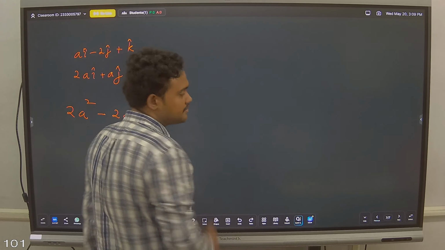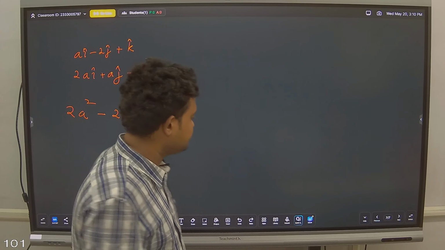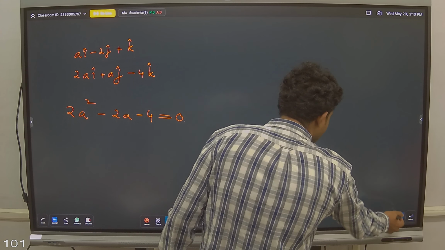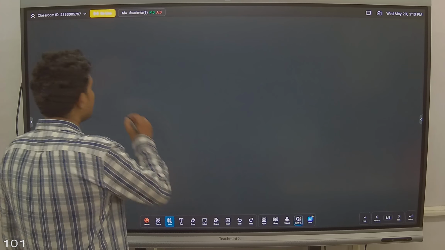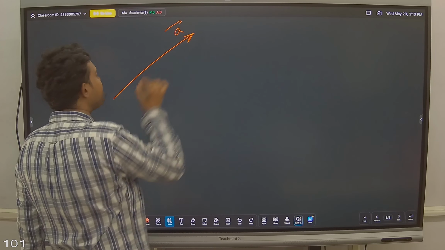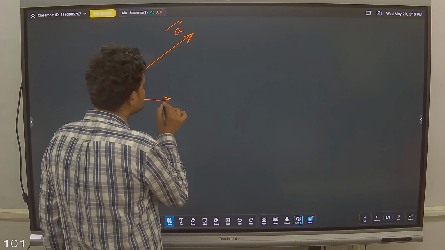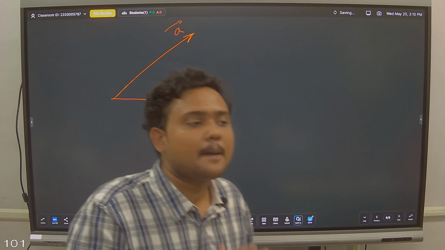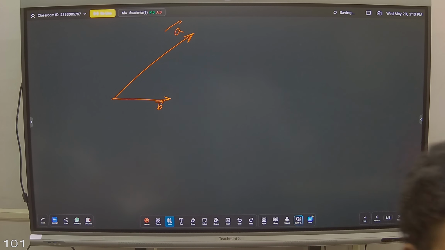How do I find the vector if I have two vectors? If I have two vectors A and B, how do I find the vector which is the component of A along B? Any idea? How do I find the vector which is the component of A along B?